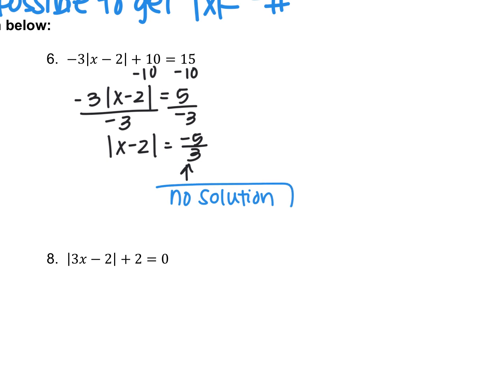So it has to be before we split into two equations. It cannot be negative. That doesn't mean our final answers for x can't be negative. But before we split, once we've isolated, we cannot have a negative number there.